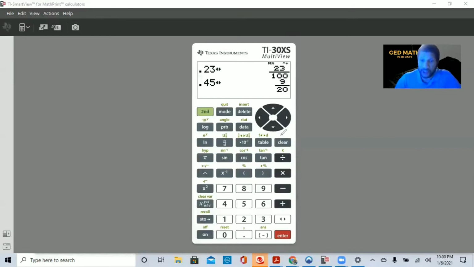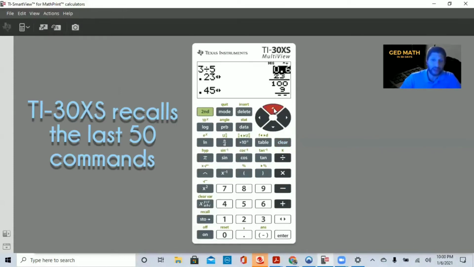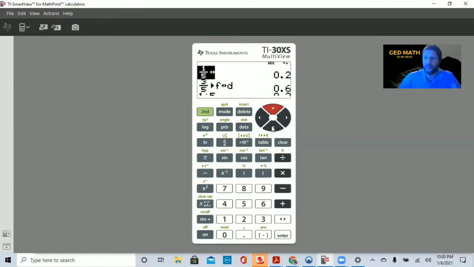Very good. So I'm going to clear the screen. Remember, delete deletes one space at a time. Clear clears the screen. Now, what I also want you to understand about the basics of this calculator, watch this. It remembers the last 50 things you did. So if you hit the up arrow, you can go to everything you just did. This is very important when you're taking your exam, when you want to review or you flag a question. You can go back in your calculator to look at the last 50 things you did. So use that up arrow, it is very important.